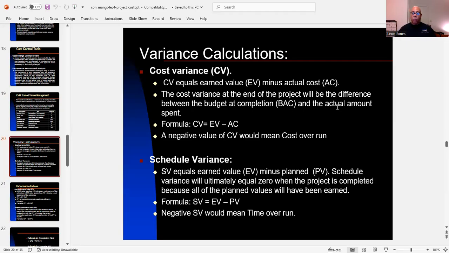As I move on to the schedule variance, SV equals earned value minus planned value, and that will ultimately equal zero when the project is completed because all of the planned values will have been earned. So the formula is SV equals EV minus PV. And again, just as we stated with cost variance, a negative SV, just like a negative CV, would mean a time overrun.